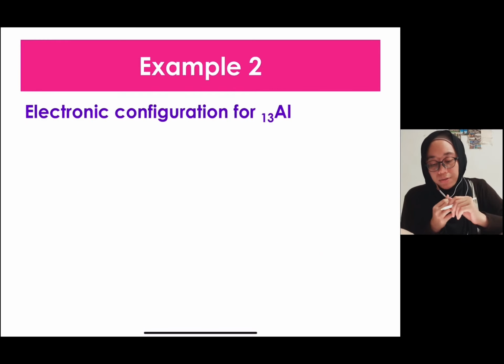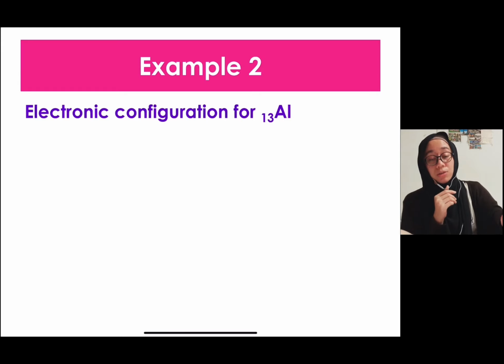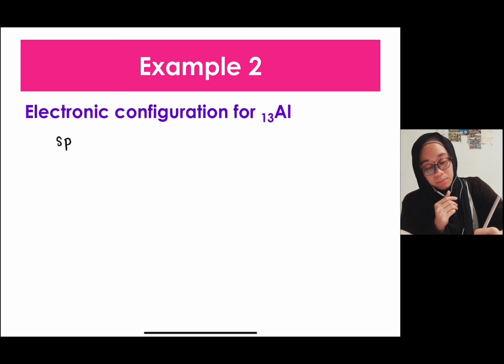Okay, now let's have a look at the example 2. So the electronic configuration for aluminium. Okay, so where aluminium here, it has 13 proton, therefore it has 13 electron. Okay, so let's write for both spdf notation and also orbital diagram. Okay, so spdf notation.